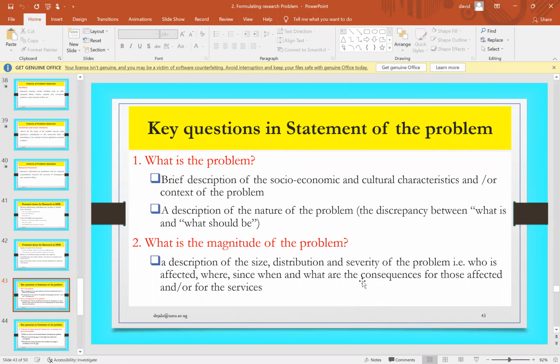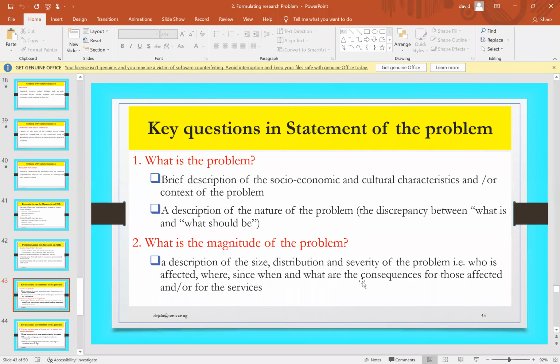If in the community, if we're talking about malaria, which all of us know, we can say that in this community, the prevalence of malaria has increased. So the increase is the nature of the problem. Or we can say that the number of patients or mothers attending for antenatal care has reduced. So the reduction is the nature of the problem.